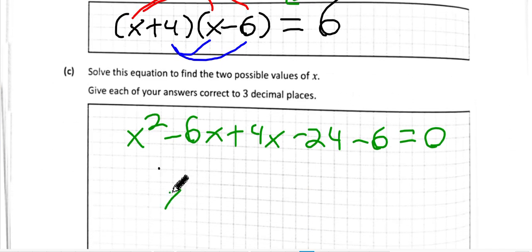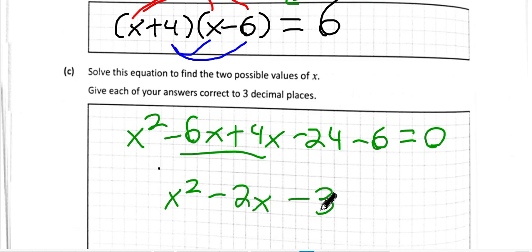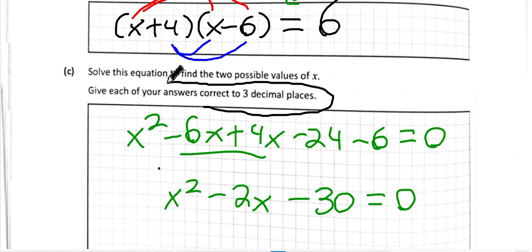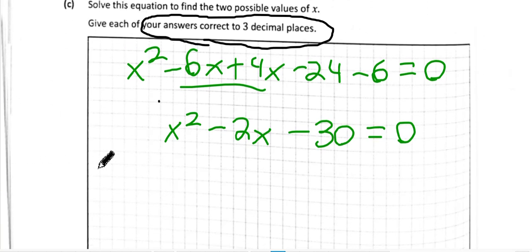And then x squared, what do you think? Minus 2x, and then minus 30 equals 0. There's a hint in the question. What do you think this means? Do you think you're going to be able to factorize that? It's definitely a hint, isn't it? So what do you think we're going to do instead?